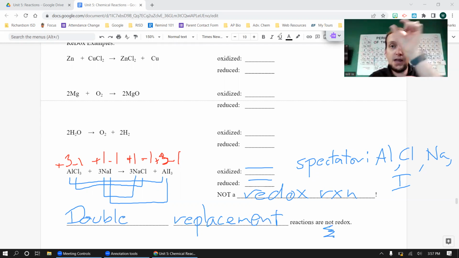We just take the nonmetals and we swap them. That's it. All right, guys, hopefully that makes sense to you. Again, that's all about oxidation reduction reactions.